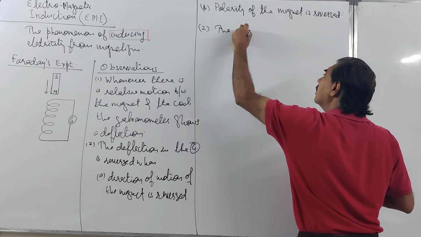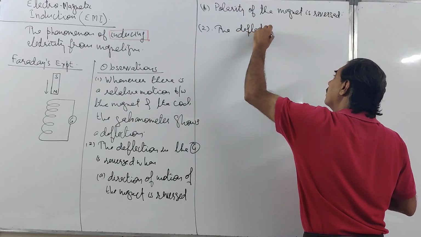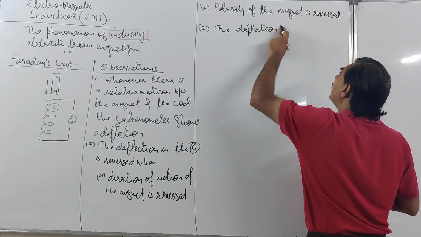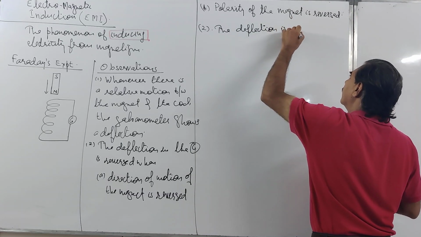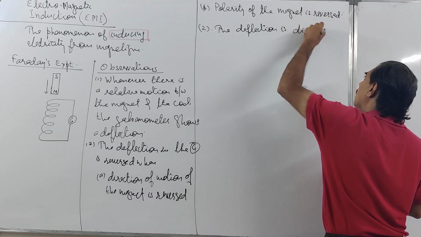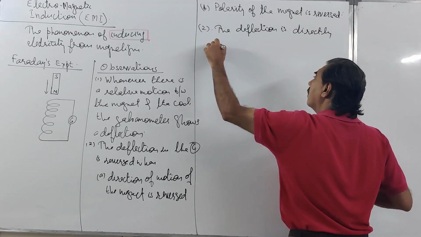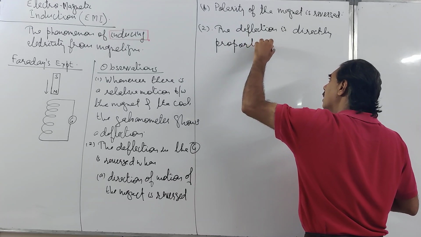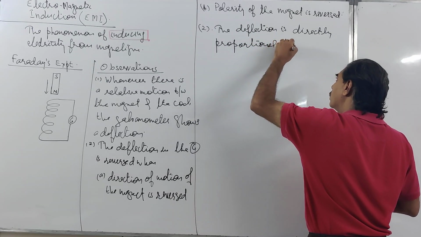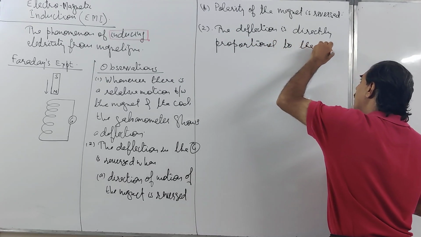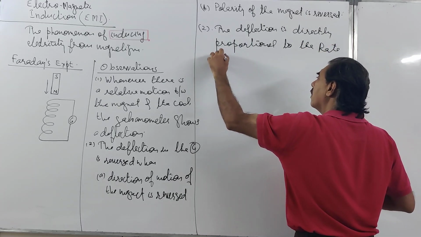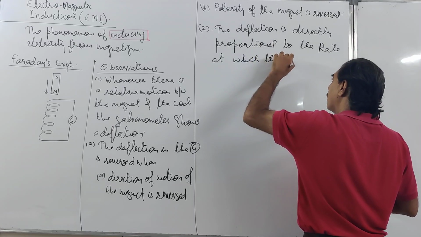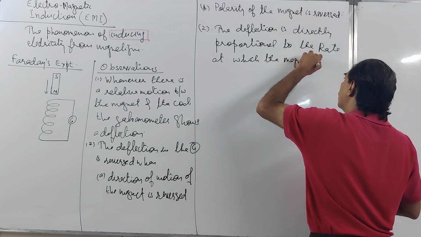The deflection is directly proportional to, right? साथ साथ लिख रहे हो ना, नोट्स बनाइए और साथ साथ, is directly proportional to the rate at which the magnet is moving.